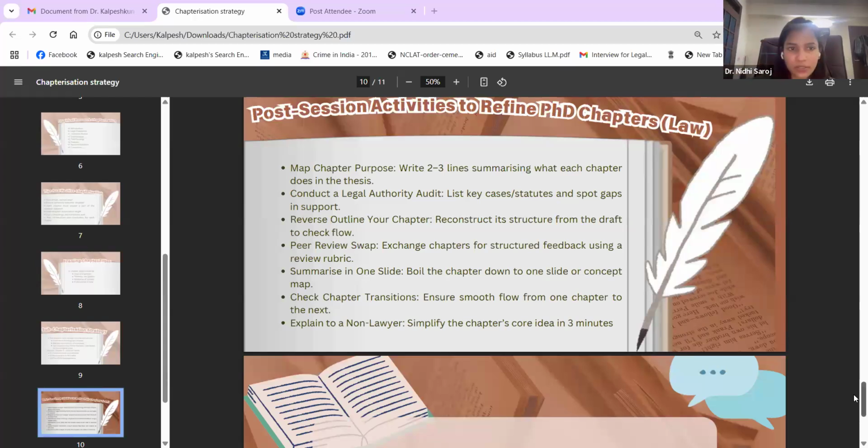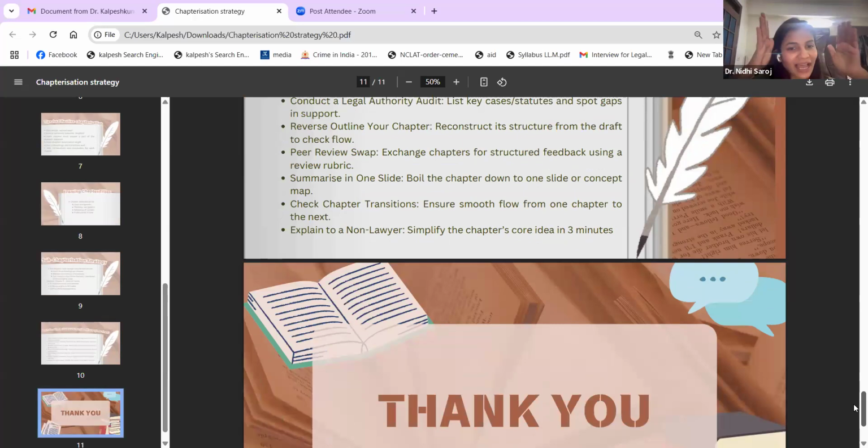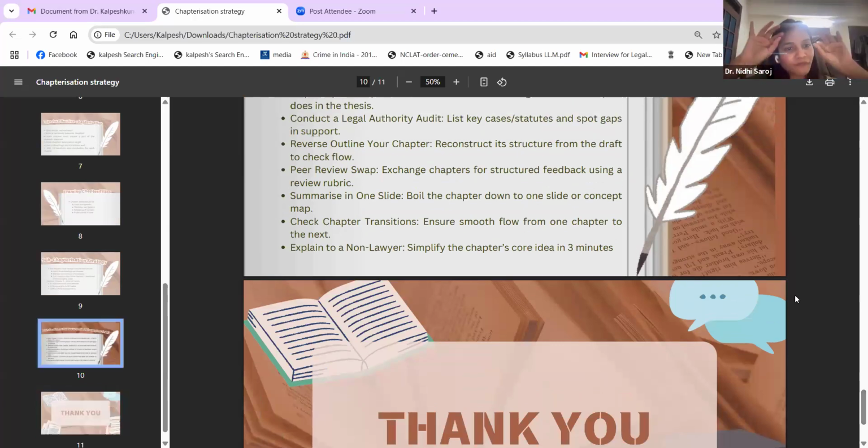You cannot just say on the basis of your assumptions. So you have to first highlight that, and then once you finalize your research objective and research questions, then you have to, in broad, do the chapterization.